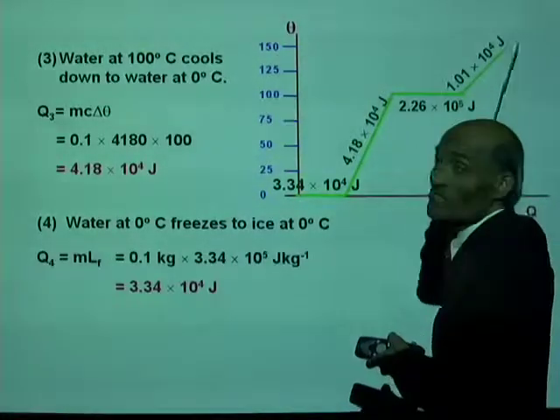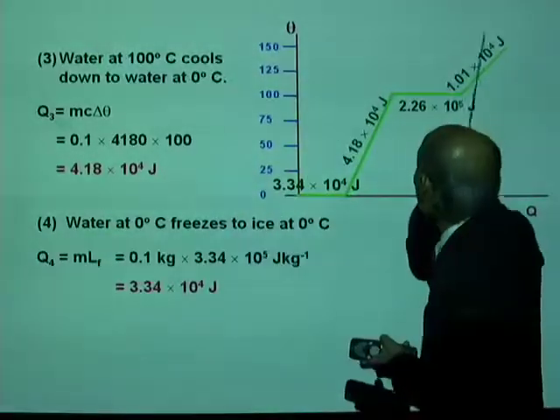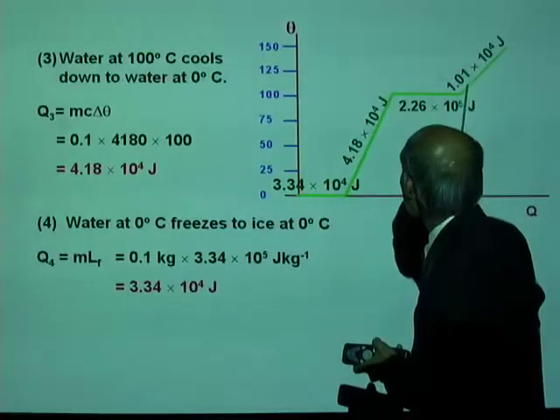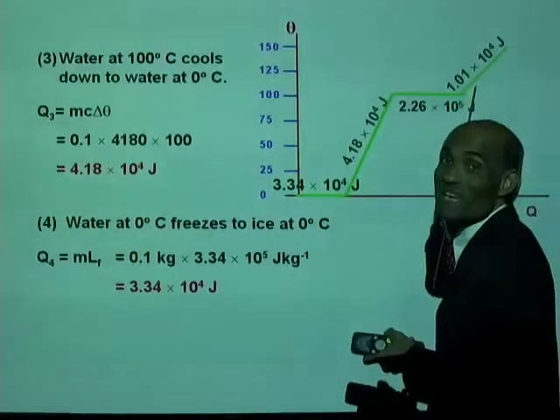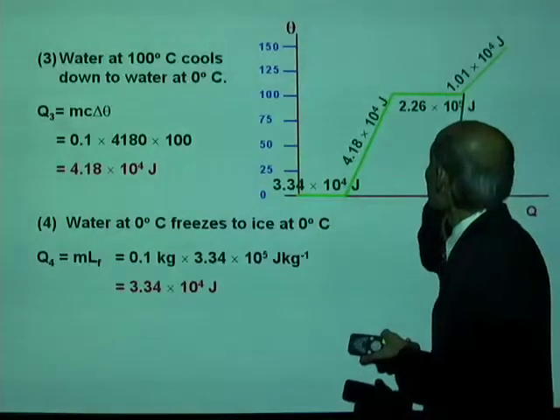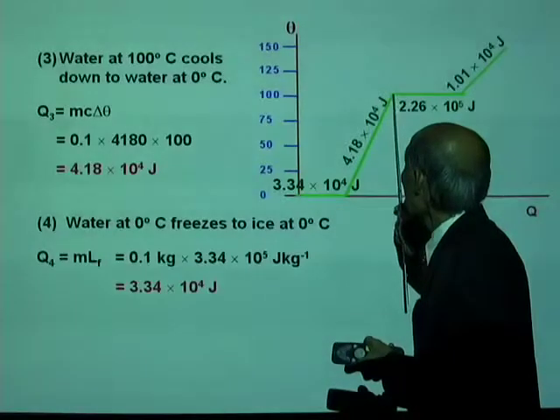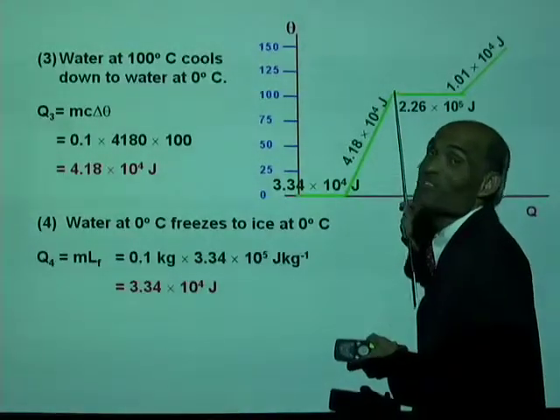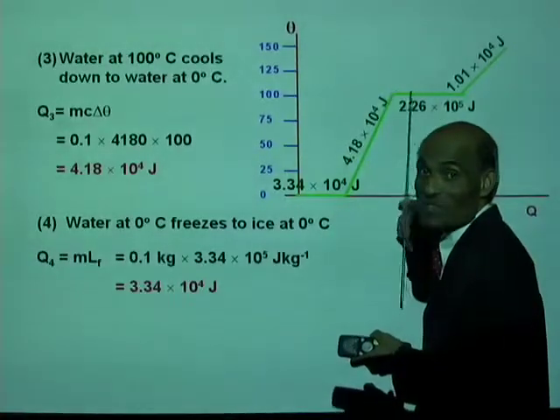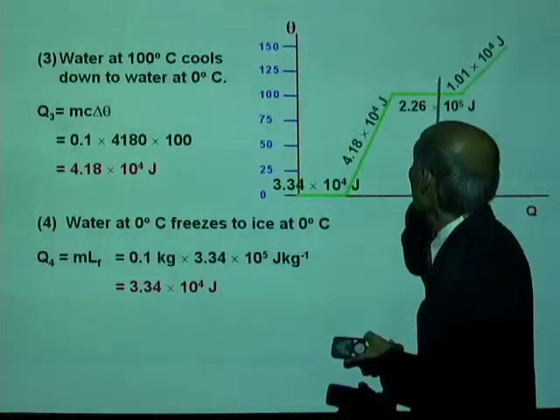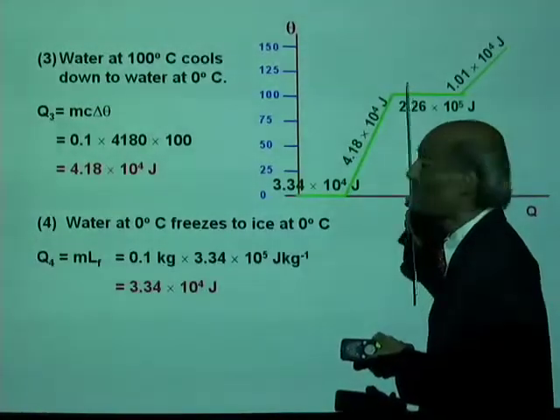We started with steam at 150 degrees Celsius. It cooled down to 100 degrees Celsius, losing an amount of heat mc delta theta. Steam at 100 degrees Celsius condensed to water at the same temperature, no change in temperature, a change of state, losing an amount of heat mass times latent heat of vaporization.